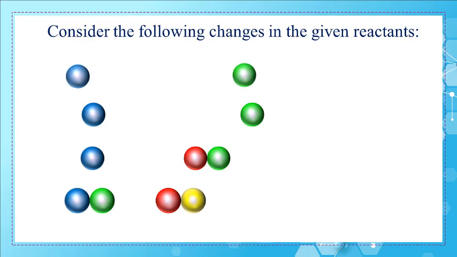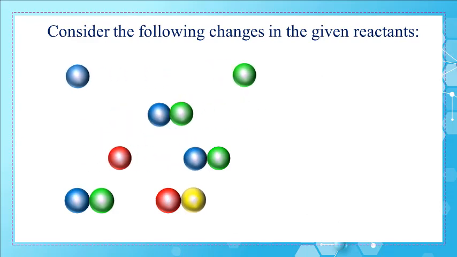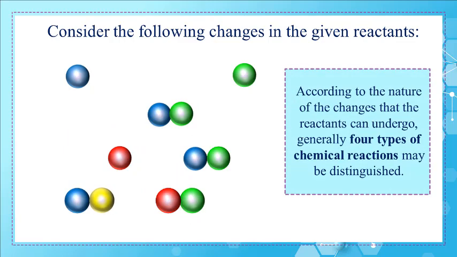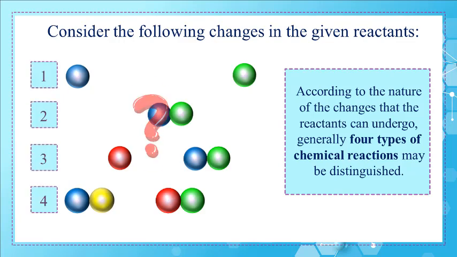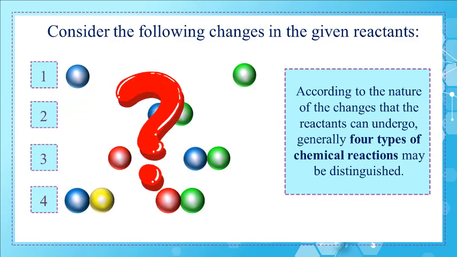Consider the following changes in the given reactants. According to the nature of the changes that the reactants can undergo, generally 4 types of chemical reactions may be distinguished. What are these 4 types of chemical reactions?